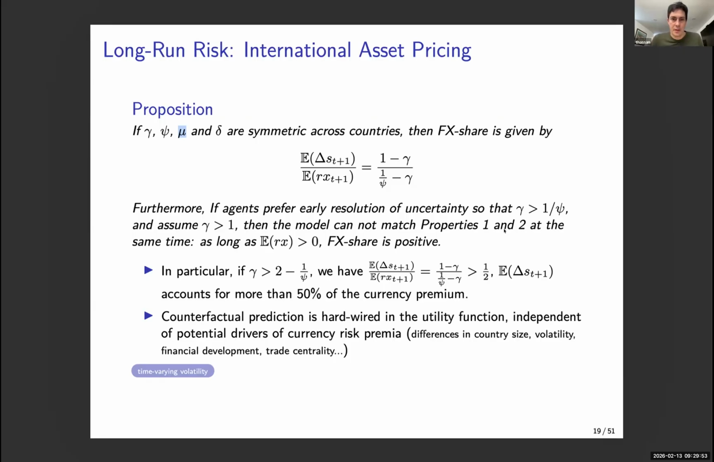Okay. And for any reasonable parameters, you're always going to get more than 50% of the currency premium coming from predicted depreciations. Okay, so this is a counterfactual prediction that is hardwired in the very part of the utility function that has solved our closed economy asset pricing problems.